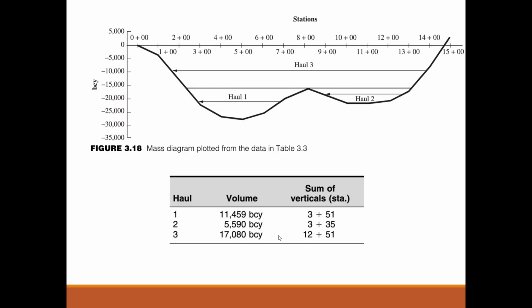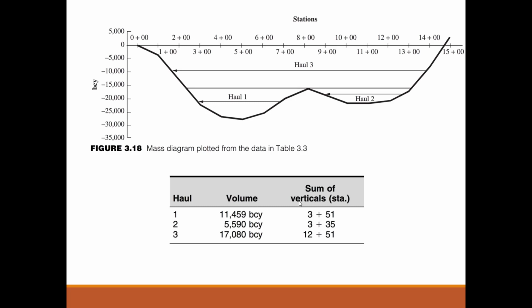For the other hauls, if you look closely into the curve, like we said before, the volumes for haul 1, per se, 11,459 was technically the peak, which was the 28, I remember, minus the 17, which gives you around 11,000 bank cubic yards.